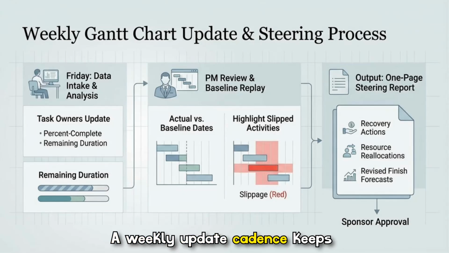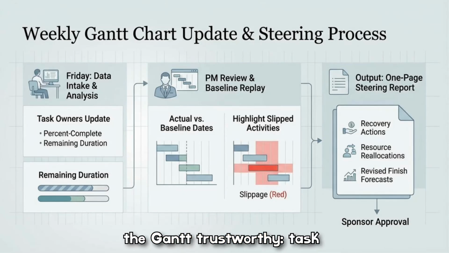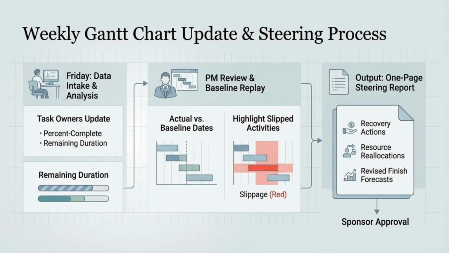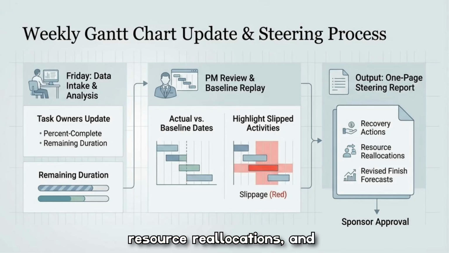A weekly update cadence keeps the Gantt trustworthy. Task owners submit percent complete and remaining duration. The project manager reviews actual versus baseline dates and highlights slipped activities in red, and the team produces a concise steering report that recommends recovery actions, resource reallocations, and revised finish forecasts for sponsor review and approval.